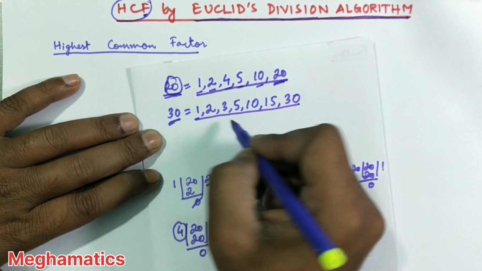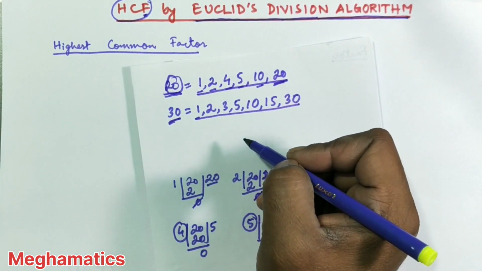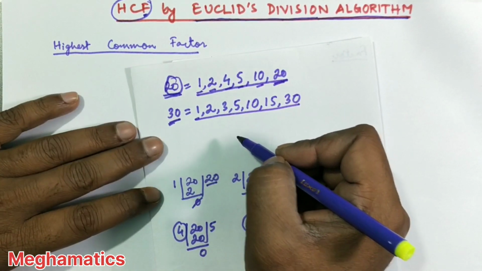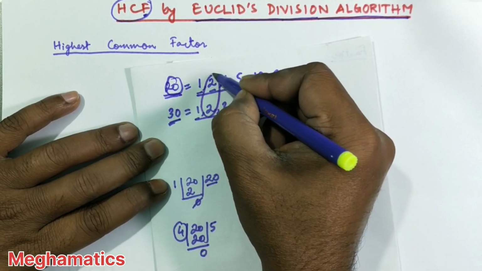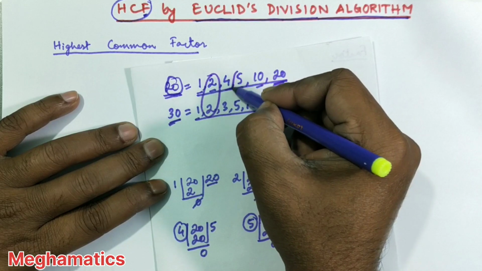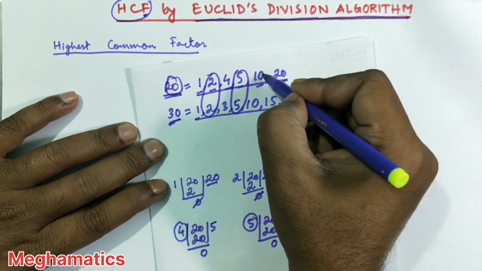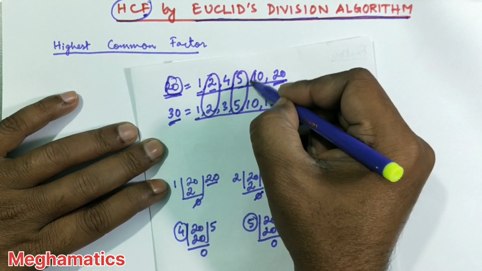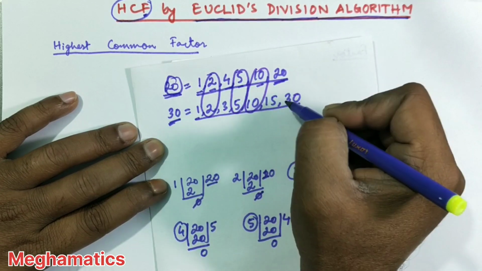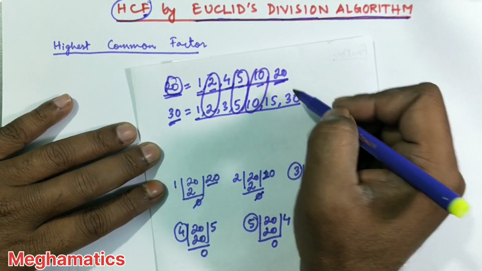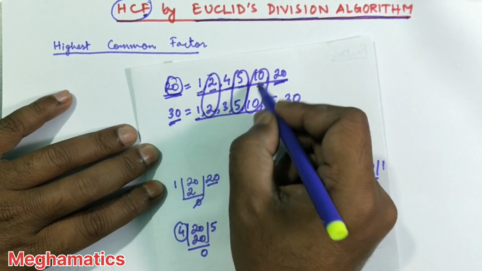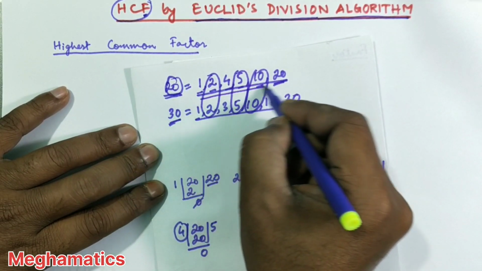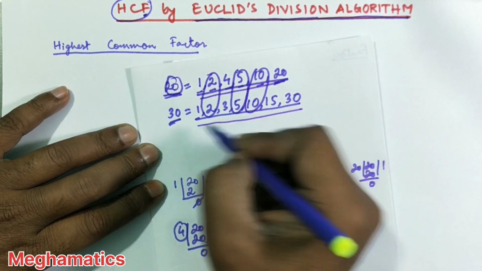Now the thing is, whenever we find common factors, what are the factors common here? Like 2 is common, then again 5 is common, then again 10 is common, then no other number. So first we'll learn about the factors. So these are the factors we have learned, or all of these are the factors. These are the factors of 20 and those are the factors of 30.